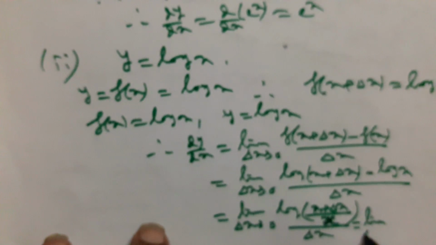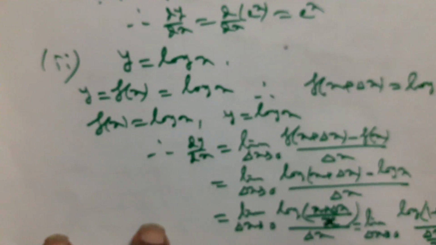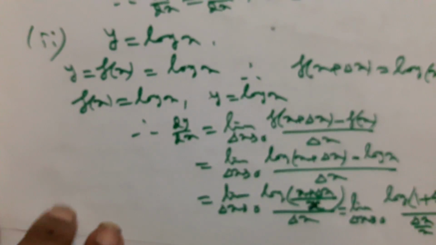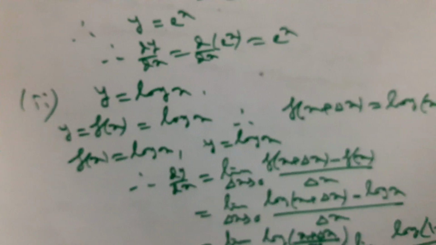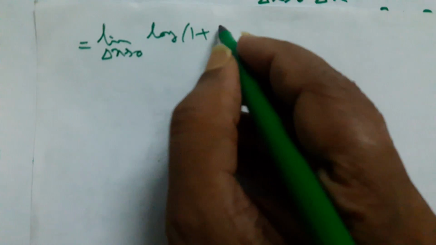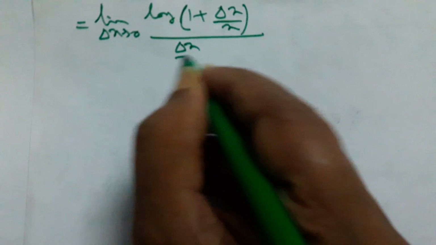This is equal to the limit as delta x tends to 0 of log of 1 plus delta x by x, but here we adjust delta x by x into x, just to adjust this term. Now since delta x tends to 0, just to rewrite the term, the limit as delta x tends to 0 of log of 1 plus delta x by x, divided by delta x by x, into x.